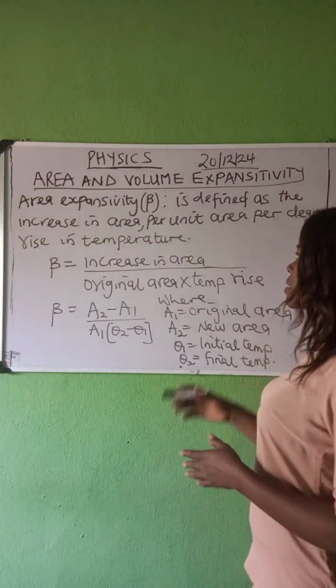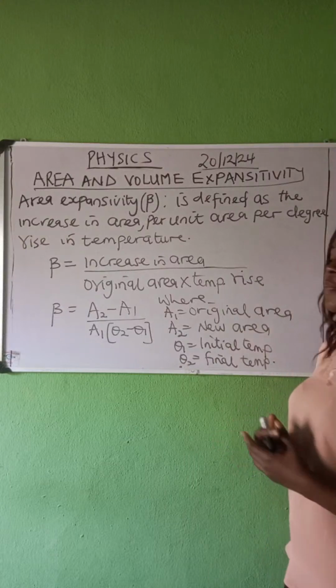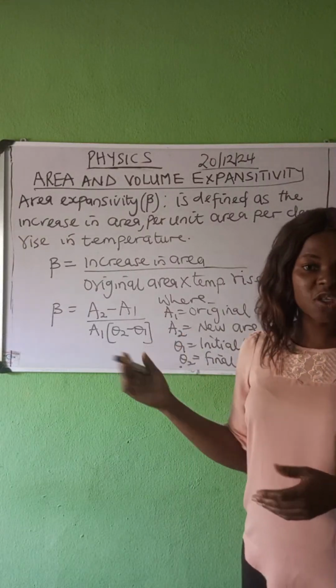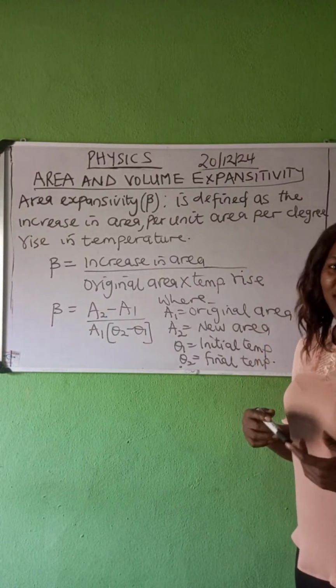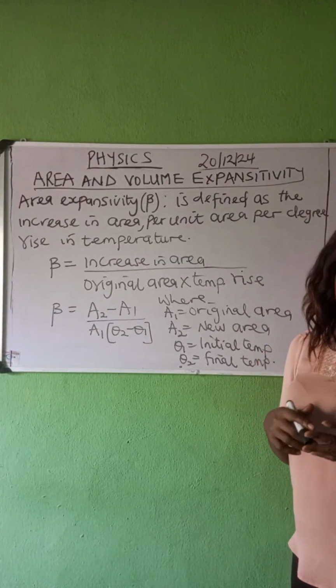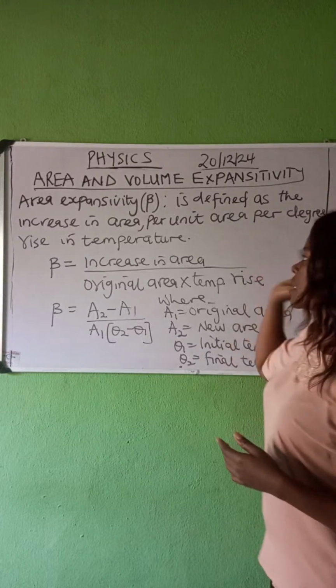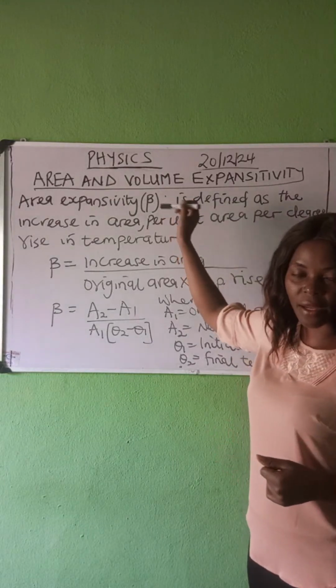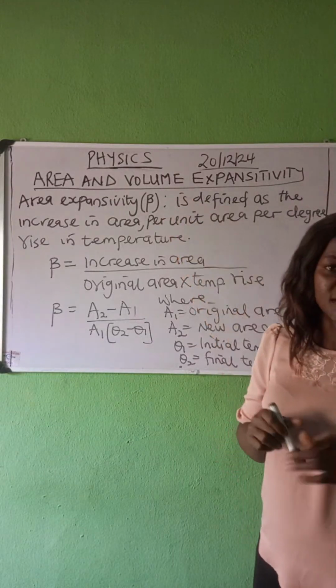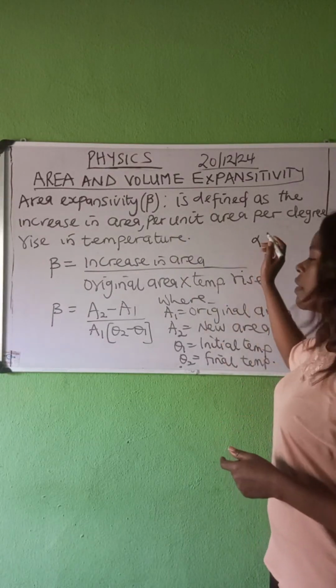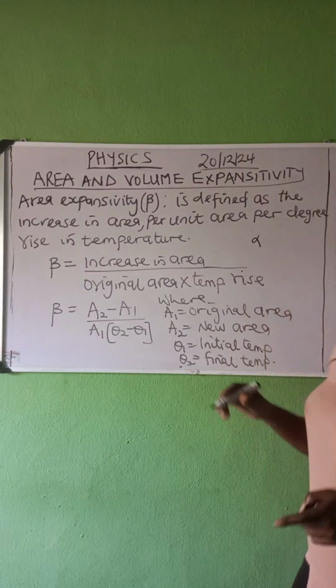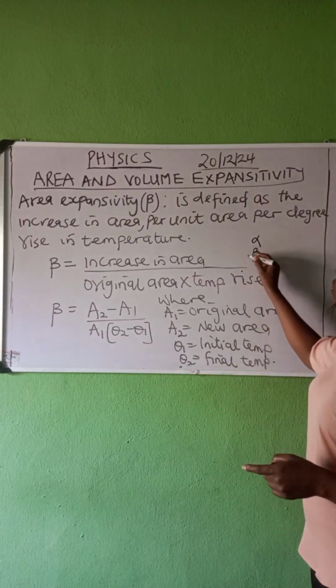What we are going to look at is area and volume expansivity. It is a continuation of yesterday's class. Now, if it comes to area, that means we are dealing with the length and the breadth, okay? Area expansivity, the symbol is what? Beta. Remember, linear expansivity, the symbol is what? Yes, the symbol is alpha for linear expansivity. But for area expansivity, you're going to use what?